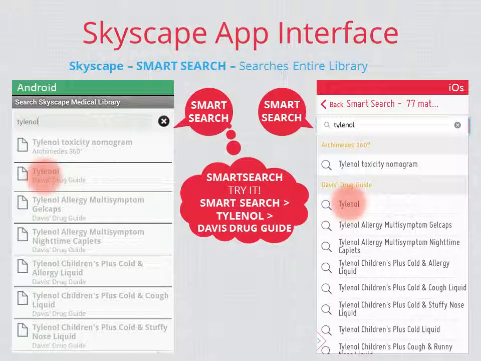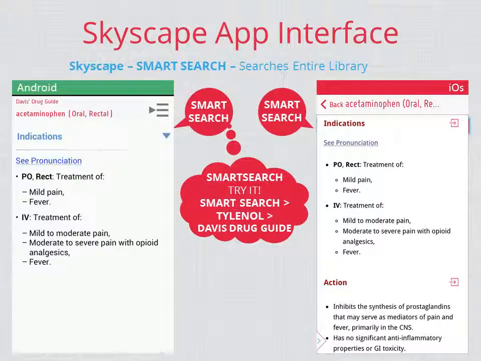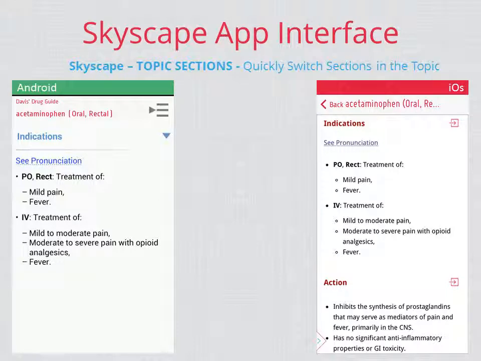As you can see, when I searched for Tylenol, Skyscape went through my entire resource listing and pulled up everything that has to do with Tylenol. I can see that Tylenol showed up under my Davis Drug Guide listing. Let's tap on the topic to open it up. You can see I am looking at Tylenol in my drug guide because it mentions it right at the top. You can see we are looking at acetaminophen.